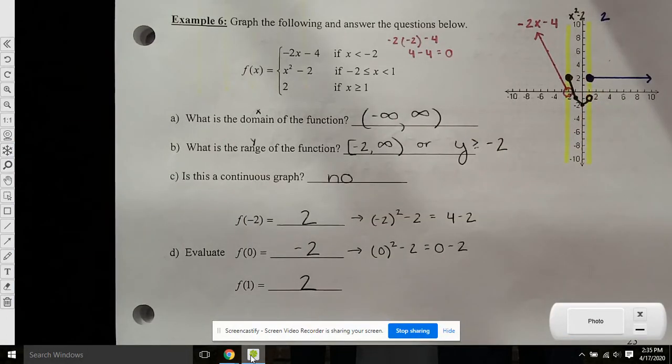There are all of your examples for graphing piecewise functions. Make sure you go ahead and do some practice within your packet to make sure you really understand this.